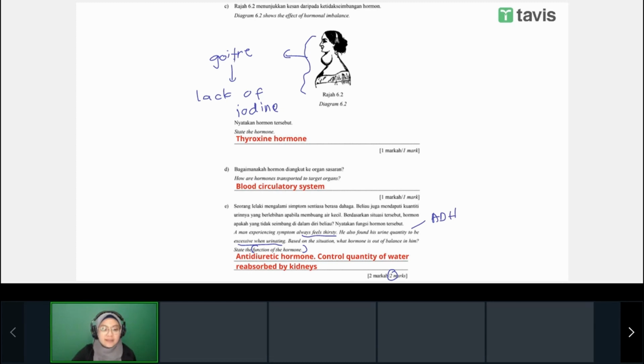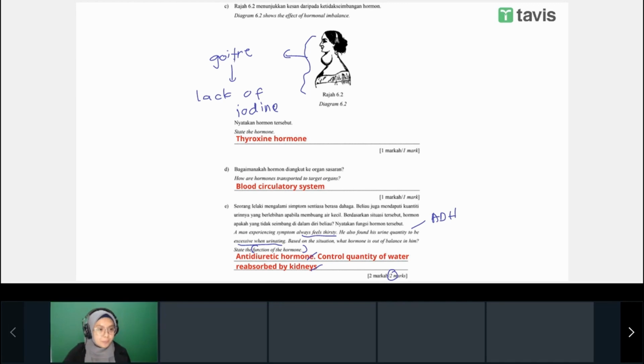ADH, or antidiuretic hormone. One mark for the correct hormone. Another one mark for the correct explanation, the correct function. The function of antidiuretic hormone is to control the quantity of water reabsorbed back by the kidney.